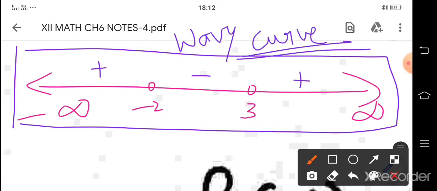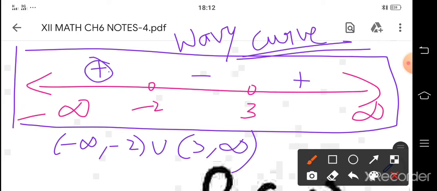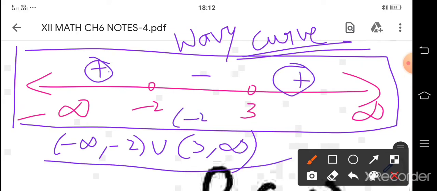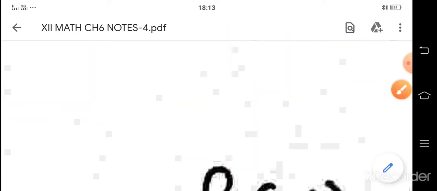It is very easy to use, because instead of multiplying minus into minus, plus into minus and all, you can directly state that from minus infinity to minus 2 union 3 to infinity it is positive, so in these intervals it is increasing. From minus 2 comma 3 it is strictly decreasing. When you put open intervals, strictly. When you put closed intervals, increasing. Strictly term is not needed. Okay, next.